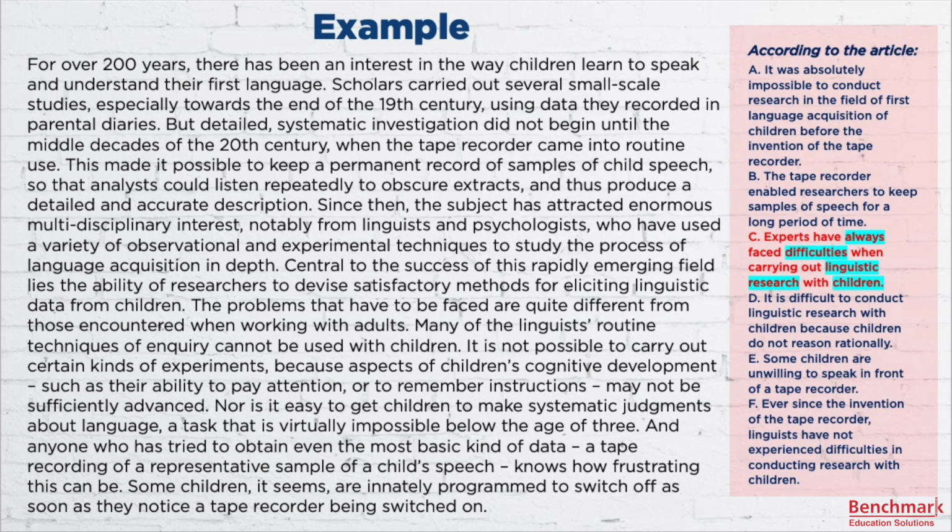This is somewhat similar to option A, since the word always is an absolute term and is either correct or incorrect. Answer option D. It is difficult to conduct linguistic research with children because children do not reason rationally. The keywords here are difficult, linguistic research, children, do not reason. Again, the phrase do not is important here and it makes the idea very clear.